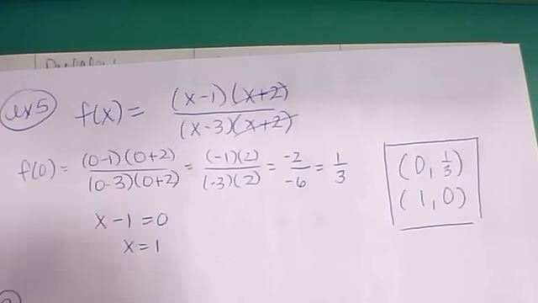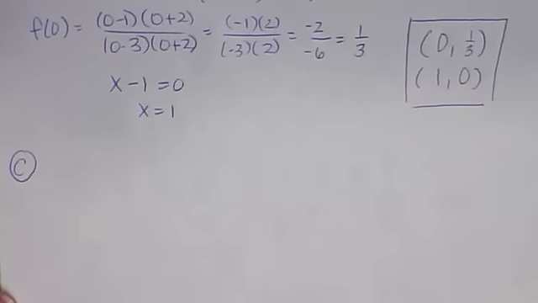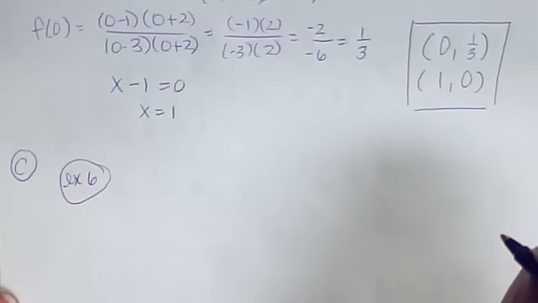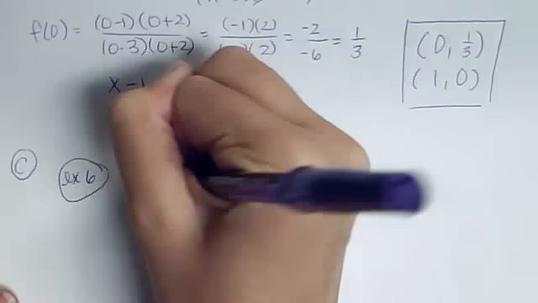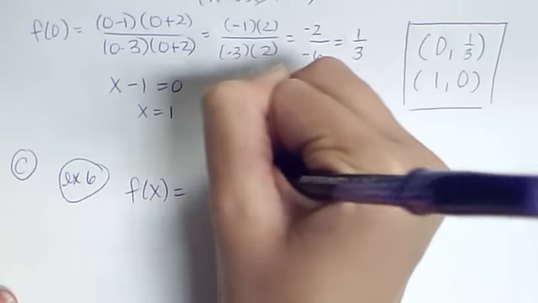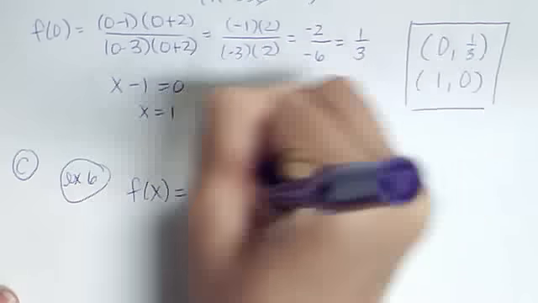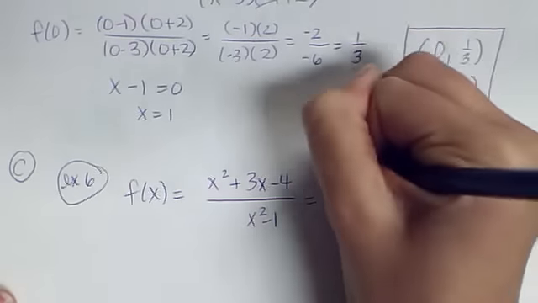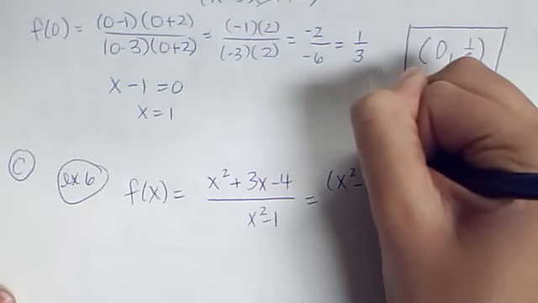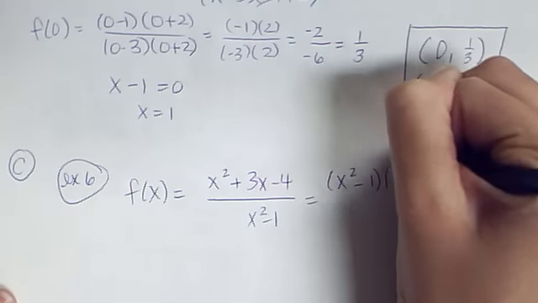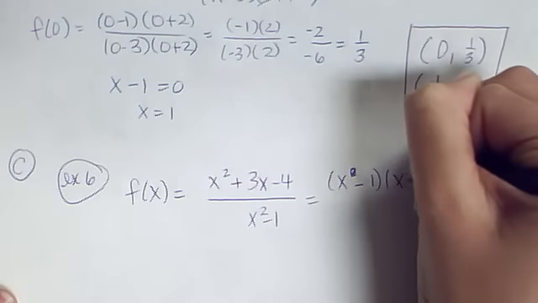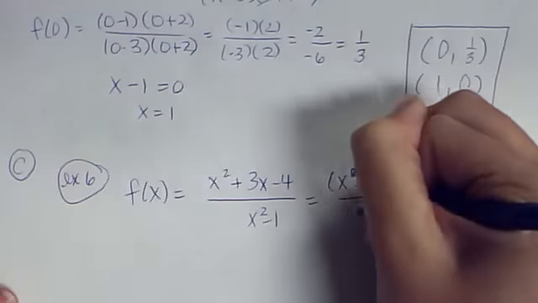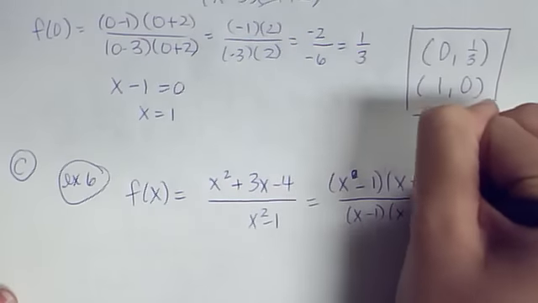Last thing, part C, I want to just practice putting it all together because that's what your assignment will be like. I'm going to do an example with you, and then I'm going to give you one more problem from your homework just as a bonus for watching this. F of x equals x squared plus 3x minus 4 over x squared minus 1. If I factor the top, I get x minus 1 times x plus 4, because that would give me positive 3, and when I multiply, negative 4. On the bottom, I have x minus 1 and x plus 1.